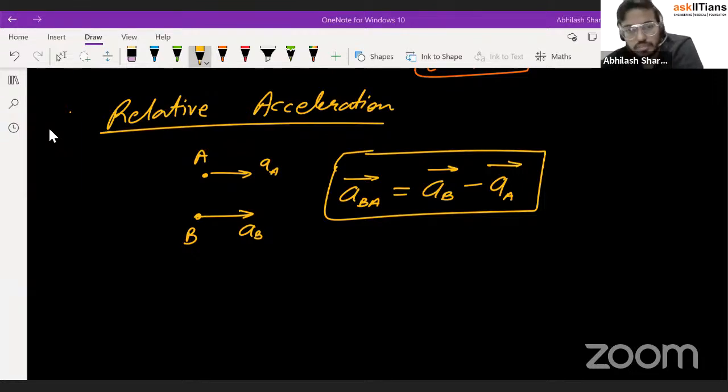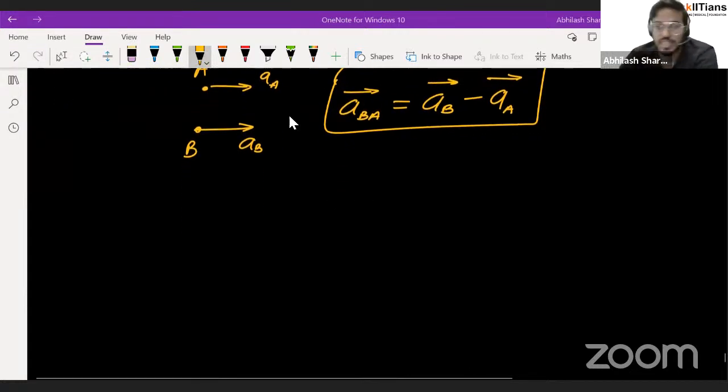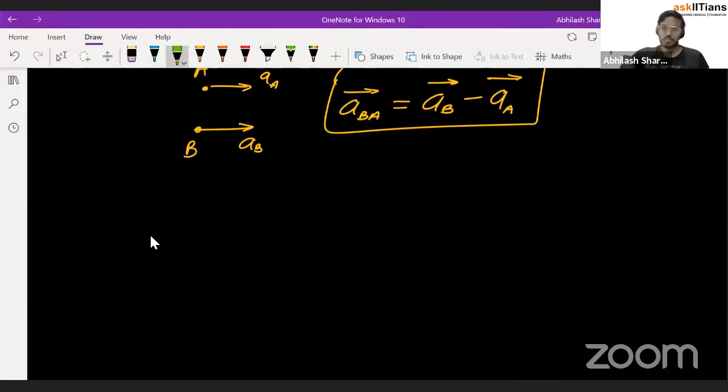I hope everyone is clear. All right. So can you tell me, if you drop two objects, let's say there's a pen and some other object like this, and both of them are dropped, while they are falling, what is their relative acceleration with respect to each other? With what acceleration will they see each other moving?